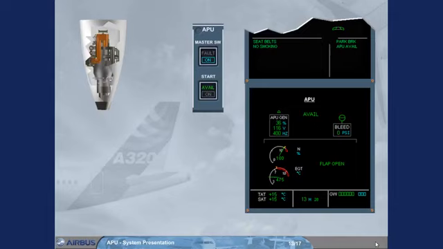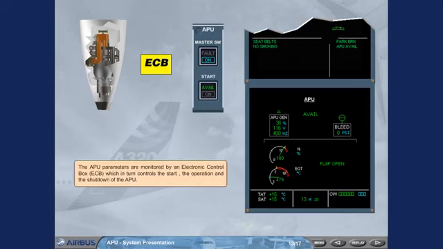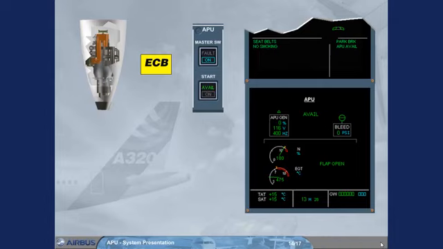The APU parameters are monitored by an electronic control box, ECB, which in turn controls the start, the operation and the shutdown of the APU. The ECB initiates a normal shutdown when the master switch is set to off. Note: according to the version, an APU cooldown period may be initiated after the closure of the APU bleed valve.